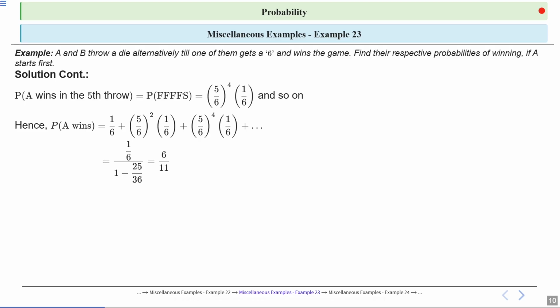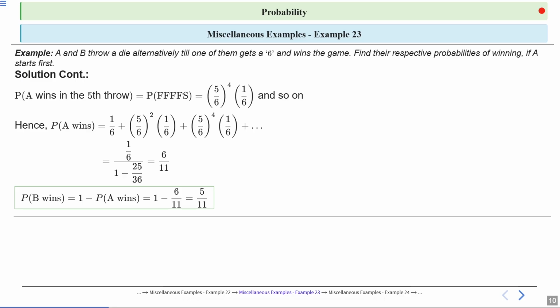The expression simplifies to 1 by 6 divided by 1 minus 25 by 36. First, subtract the fractions in the denominator: 1 minus 25 by 36 is 11 by 36. Then divide 1 by 6 by 11 by 36, which equals 6 by 11. So probability of B wins is 1 minus probability of A wins, equals 1 minus 6 by 11, equals 5 by 11.